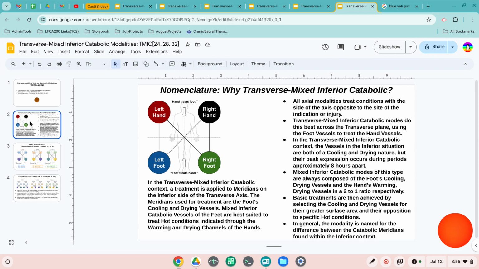Basic treatments are then achieved by selecting the cooling and drying vessels for their greater surface area and their opposition to specific hot conditions. In general, the modality is named for the difference between the catabolic meridians found within the inferior context.